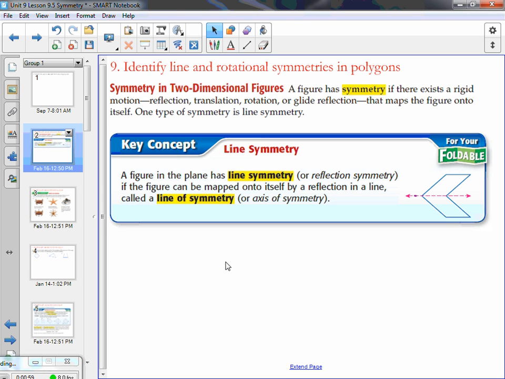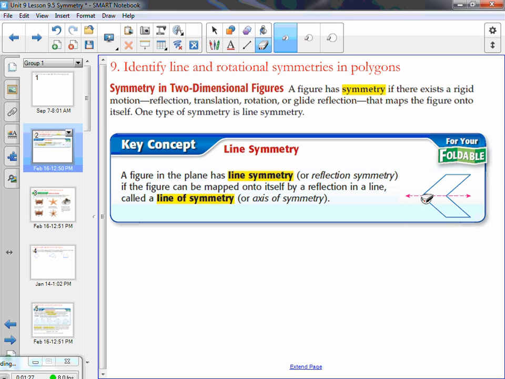This key concept says that a figure in the plane has line symmetry, which can also be called reflection symmetry, if the figure can be mapped onto itself by a reflection in a line. So if this is line symmetry, then the line of reflection can now be called the line of symmetry. You can also call it the axis of symmetry. And here's how this works.